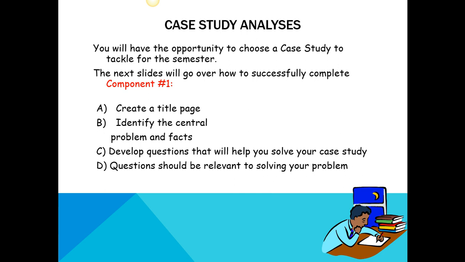So over the next slides, we're going to go over how to successfully complete Component 1. So the parts of Component 1 are A, creating a title page, B, identifying the central problems and facts, C, develop questions that will help you solve your case study, and D, questions which should be relevant to solving your problem. I will also give you a sample so that way you know what to expect.